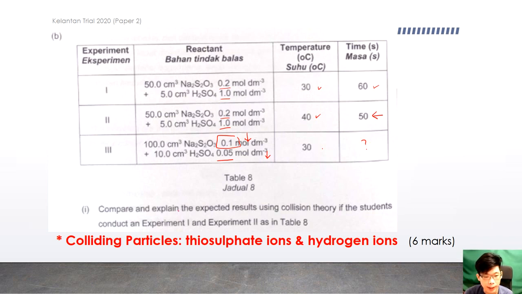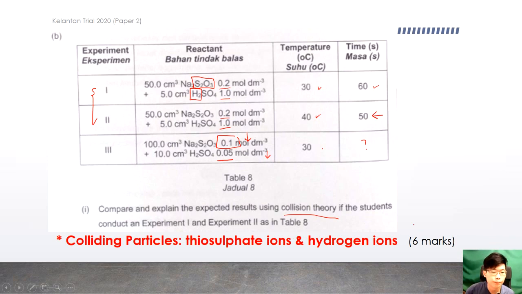Now compare and explain the expected result using the collision theory if the student conducts experiment 1 and 2. So set 1 and set 2, we compare first. In the collision theory, you have to know the first concept here. The colliding particles during the reaction will be the thiosulfate ions from the sodium thiosulfate, which collide with the hydrogen ions from the acid. So in the collision theory, your colliding particles need to be stated clearly.